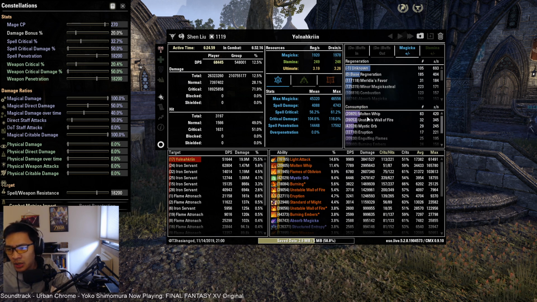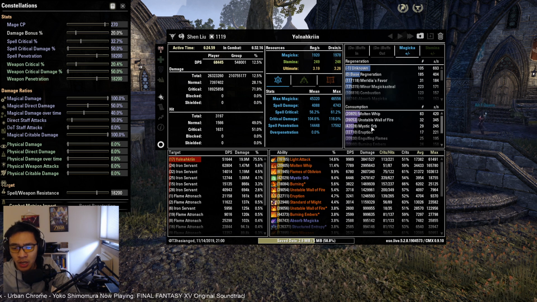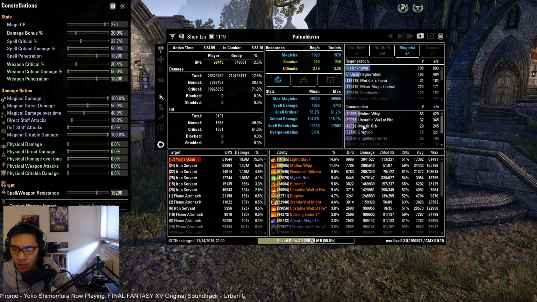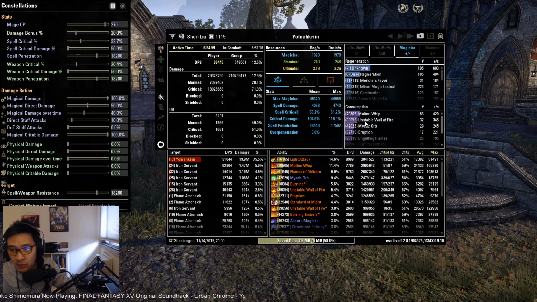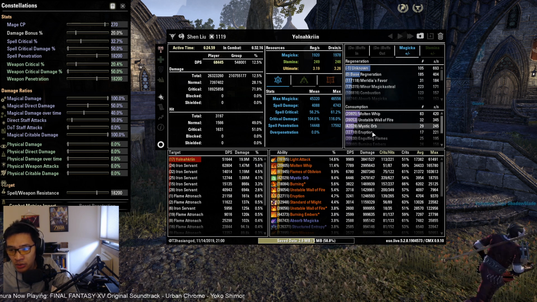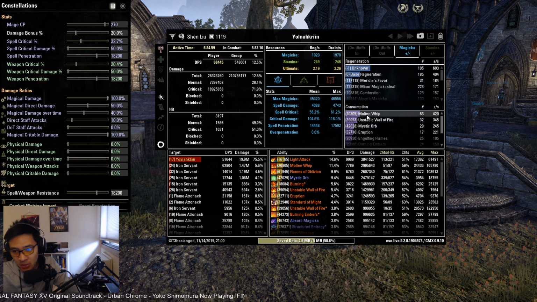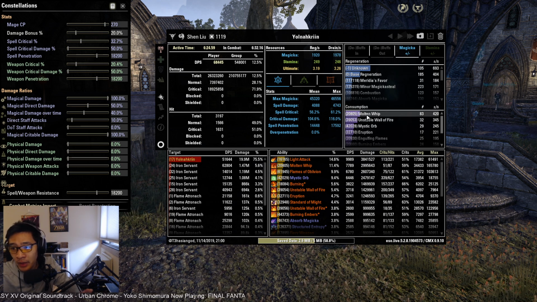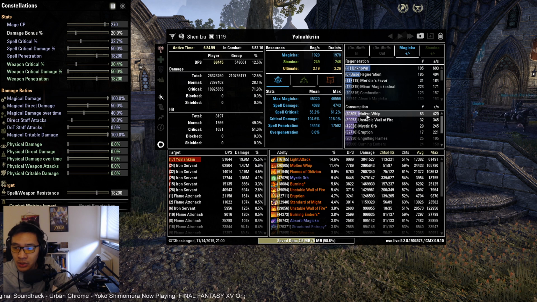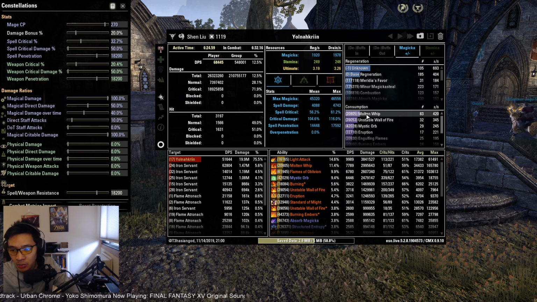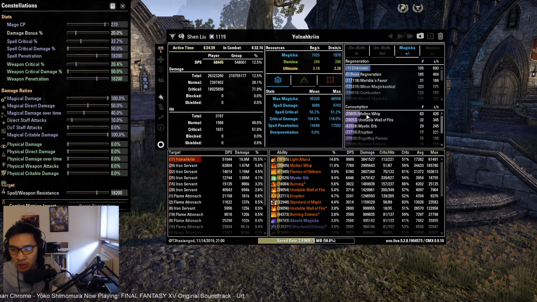For example here, the three top ones using up the most magicka are Molten Whip, Unstable Wall, and Mystic Orb, which is to be expected because Unstable Wall and Mystic Orb, along with Eruption, are all very expensive DoTs. And Molten Whip is my spammable, so it makes sense that it gives me the most drain just because I'm using it most often.